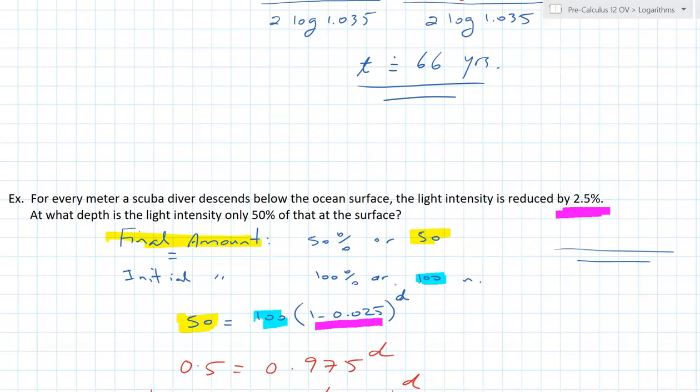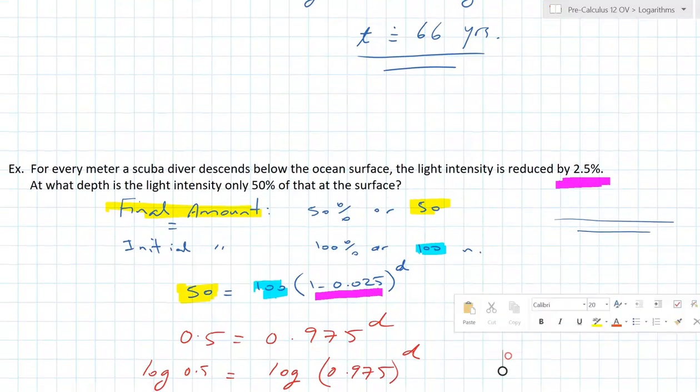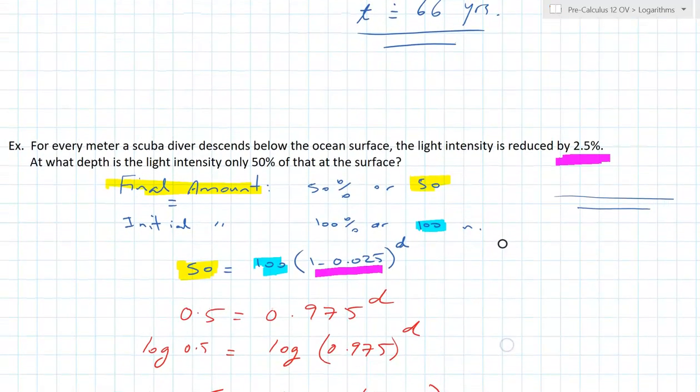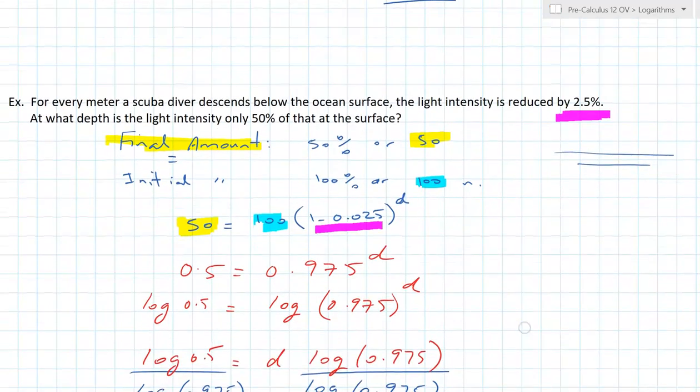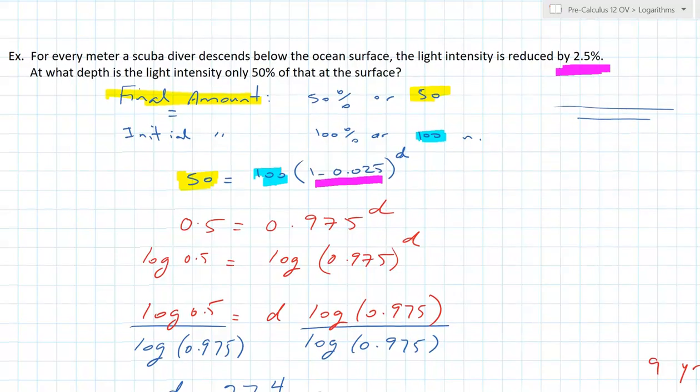You do the same thing as we did with the compound interest. In this case, you take the log of both sides. When you do the log of both sides, d comes to the front, then you get log of 0.5 equals d log of 0.975, then divide both sides by log of 0.975. When you do the math on that one, you take out a calculator and punch that in, and then you'll get d around 27.4 meters deep.